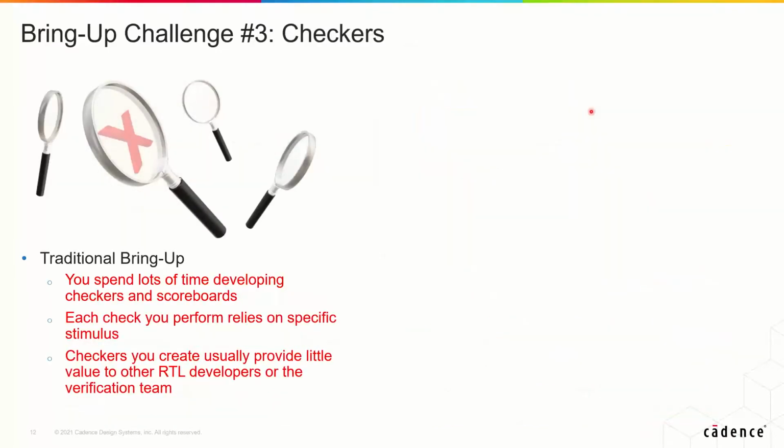A third bring up challenge here is checkers. Usually the designers are presented with this daunting task of developing the checkers for important behaviors. Usually you have to think carefully about what to check and when to check it, and it will often require, for example, implementing scoreboards. Each of the checks might require a specific set of stimuli, which could be difficult to generate again. And the checkers you create usually provide little value to other RTL developers or the verification team.